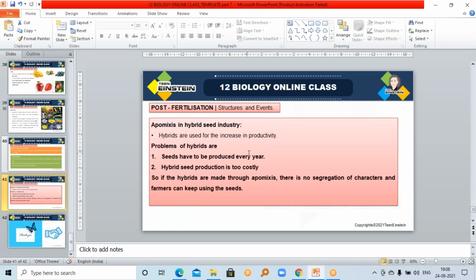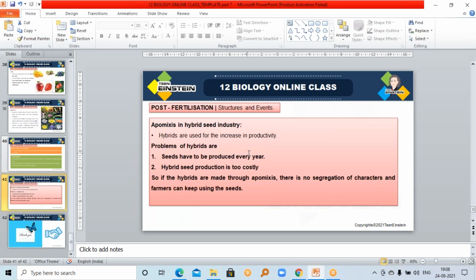What is the use of apomixis? So hybrids, how are we producing these hybrids? We choose different male and female parents with good qualities, and for mixing up these characters, we do this hybridization, right? So hybrids are used for increased productivity. To increase productivity, we choose the best characters from the male and female parents and produce the hybrids.